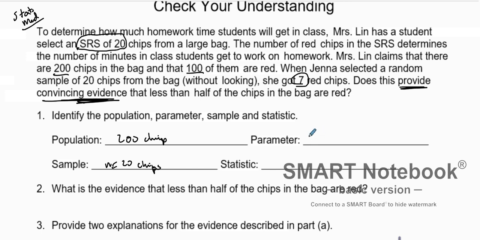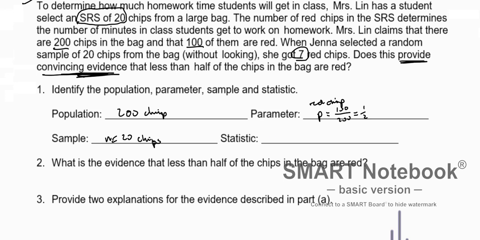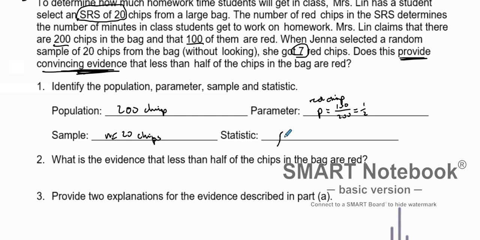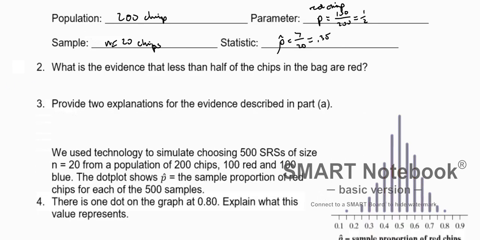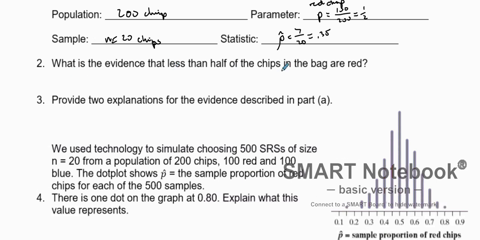So here we have our red chips, and this one would be a proportion, p. Our p would be basically 100 over 200, so we would have half. One half of the chips would be red. Now our statistic, what we found, was something different. We found 7 out of 20, which is a little bit less than one half. If you put 7 divided by 20 in a calculator, it's going to equal 0.35. Now, what is the evidence that less than half the chips in the bag are red?